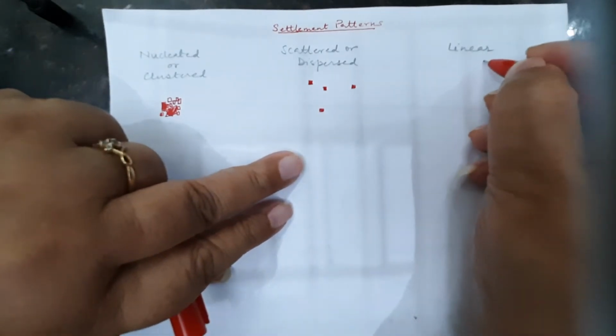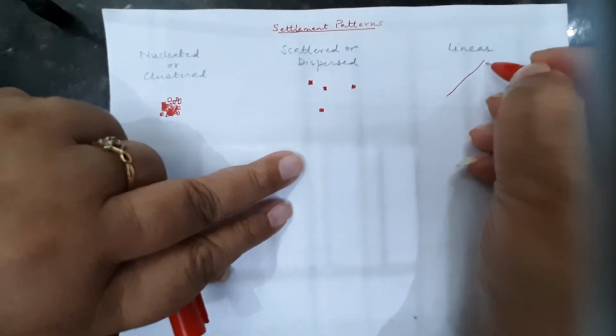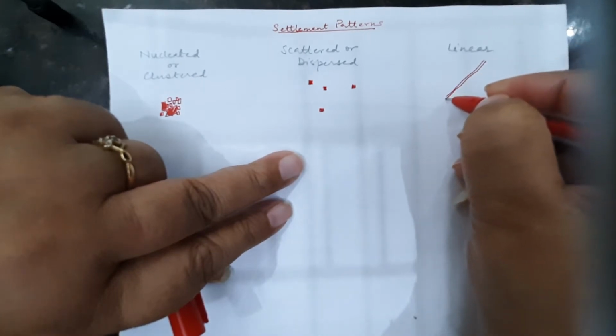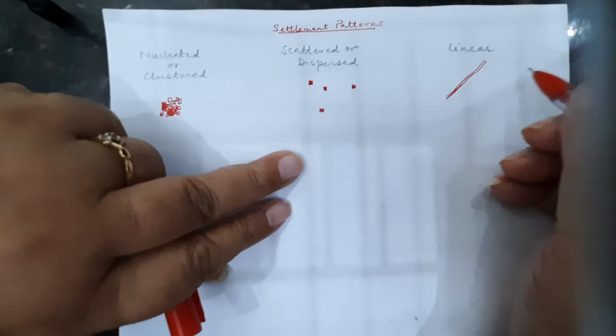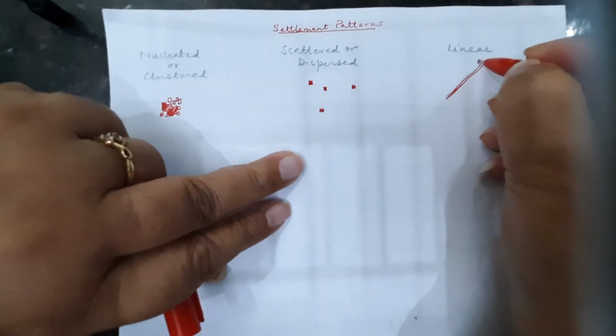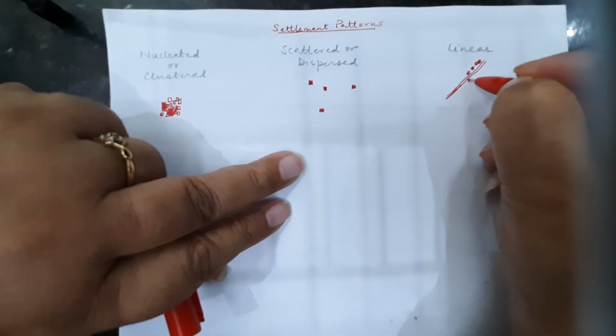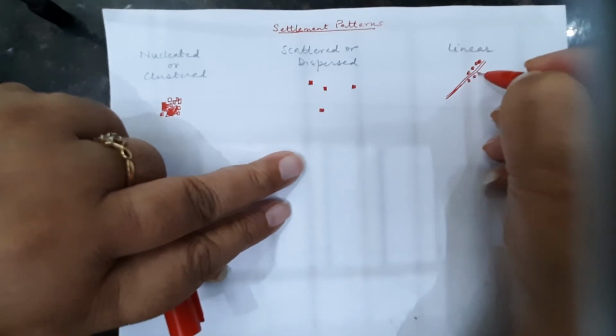Linear pattern, children, is when you have a single red line that is a car track, or maybe there is a metal road, any type of road. It can be single line or a double red line. And then you see that the huts are arranged in a line like you have in the cities.